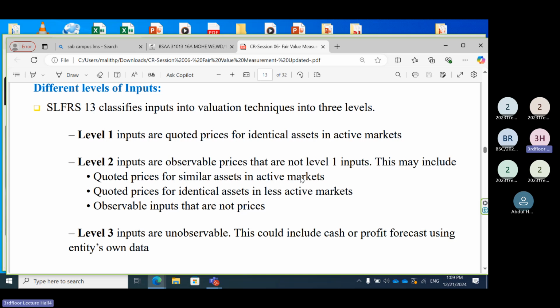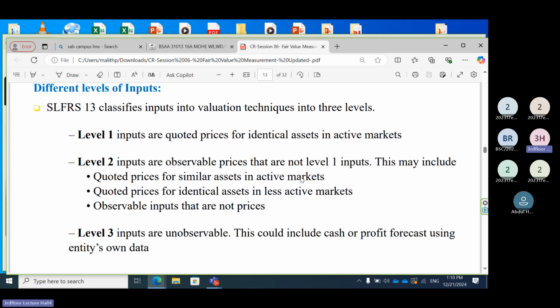Quoted price means the price given identically that changes live in the live market. It's an active market. That's called quoted price. We have a price in the market at this time, a quoted market price identical to that building, that asset, that share.